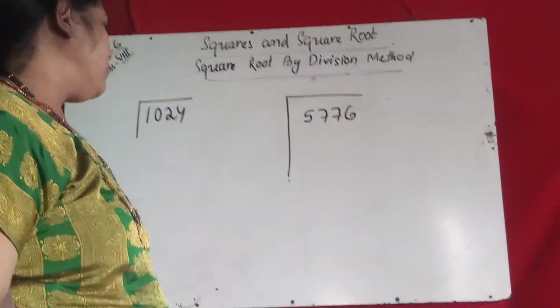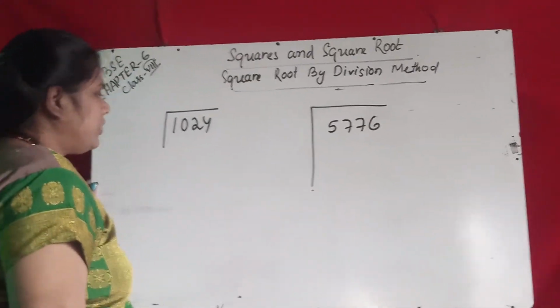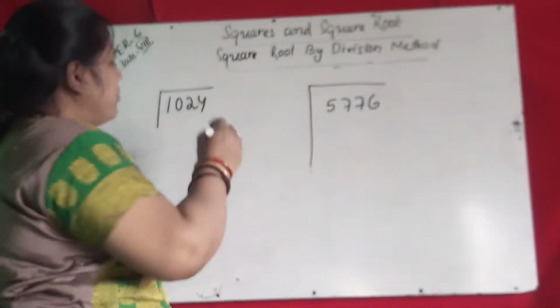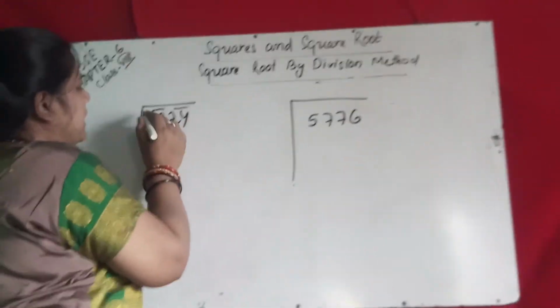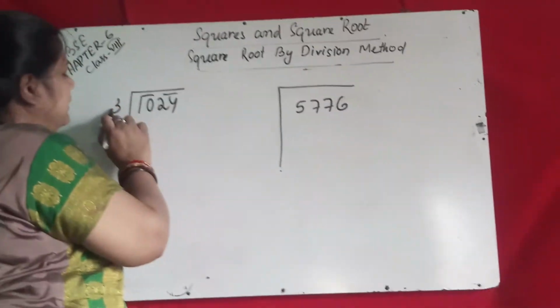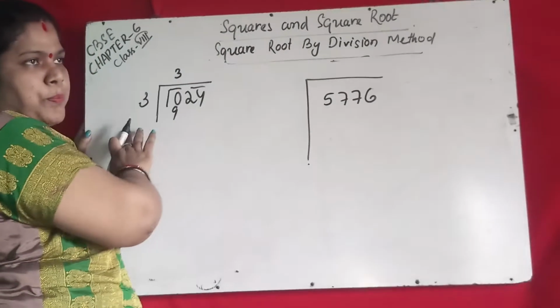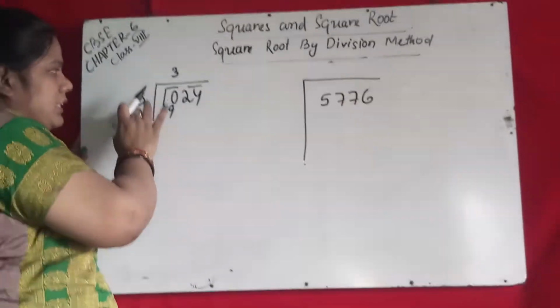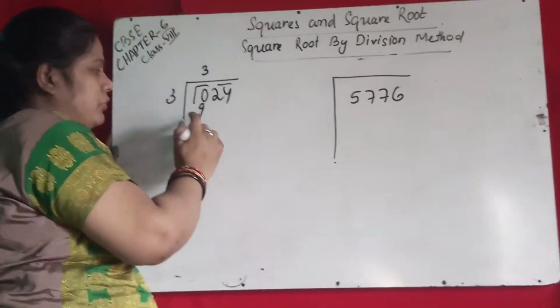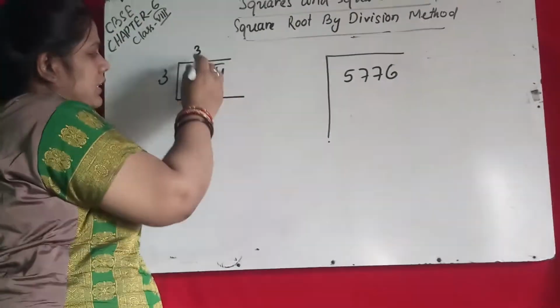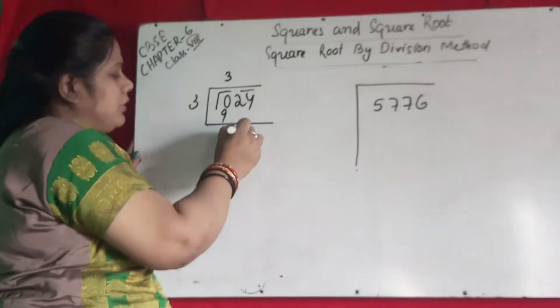Now another two examples, let's see. 1024, same procedure. From the right side you take two digits. Here 10 means 3 times 3 is 9, the square. The same number you multiply, as in the division case. So 3 times 3 is 9, remainder 1, then bring down 24.